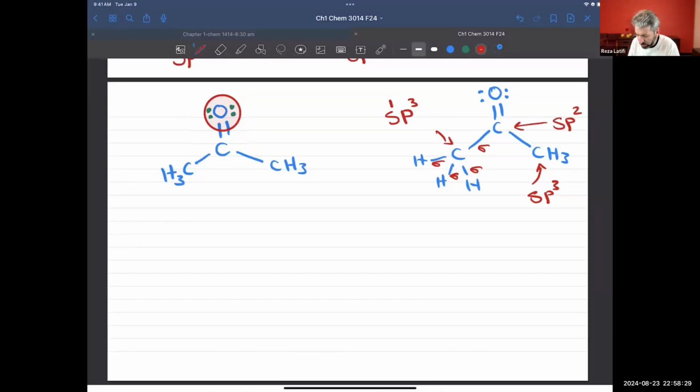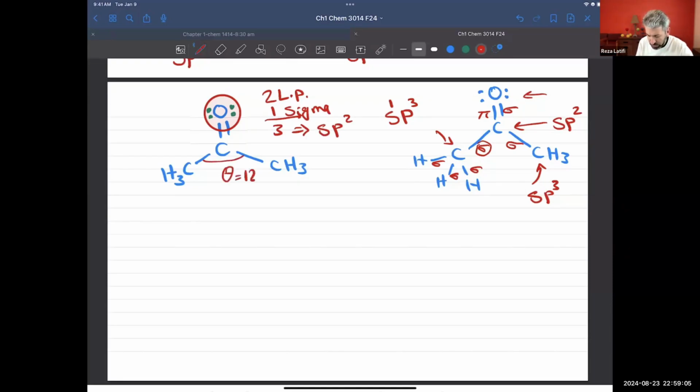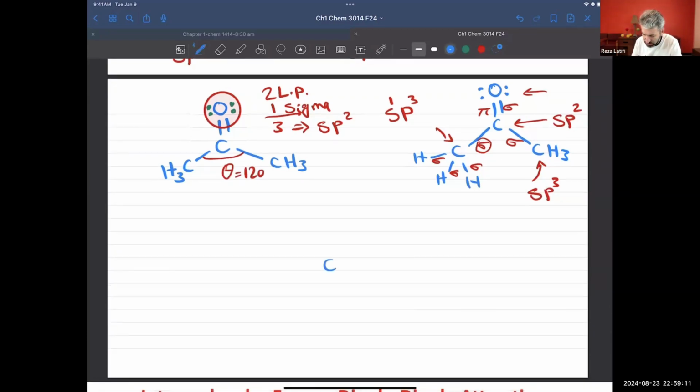Why? Because I have 1 sigma, 2 sigma, 3, and that's a pi bond. So we have sp2 hybridization. How about oxygen? Oxygen is also sp2, because it has 2 lone pairs and 1 sigma bond, so that makes 3. The hybridization will be sp2, so the bond angle is going to be around 120, and I assigned the hybridization for each one. Again, let me redraw this molecule.